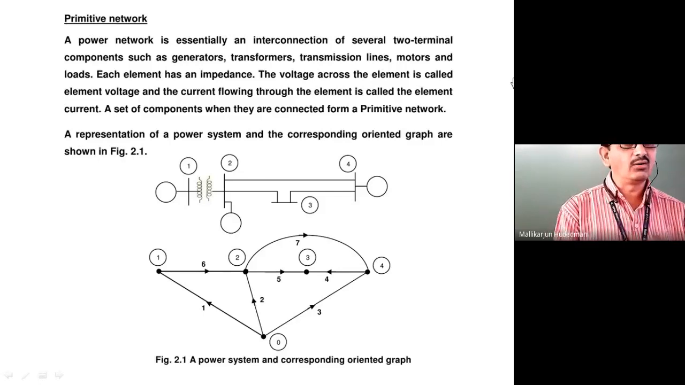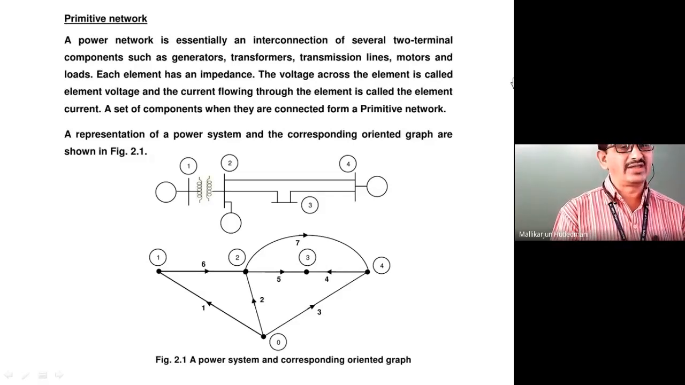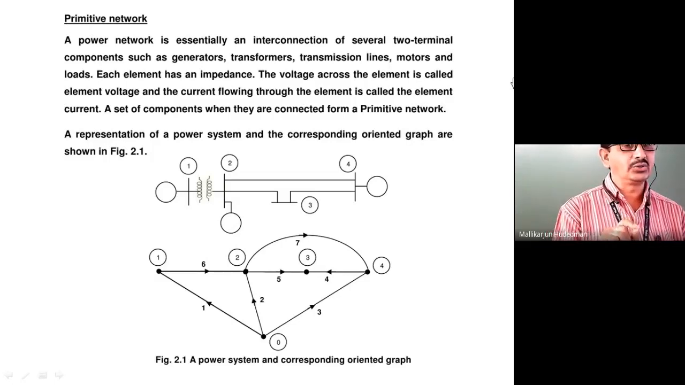Then, when we start drawing a topological representation by a graph, I should put a dot each for 1, 2, 3, 4 and a reference 0, or even 5 can be a reference unless you state otherwise. 0 is the usual reference. Once I place 0, 1, 2, 3, 4 on a plain paper and start interconnecting, how is the interconnection from reference to bus number 1?